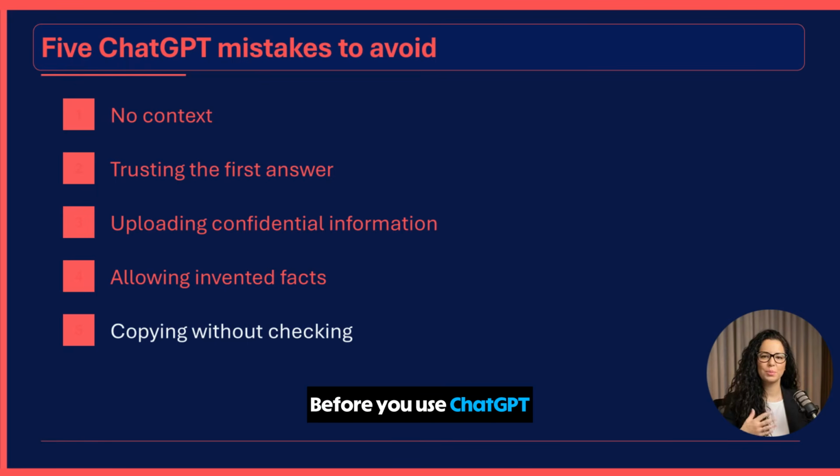Before you use ChatGPT at work, avoid these 5 mistakes. Mistake 1, giving no context. Mistake 2, trusting the first answer without checking it. Mistake 3, uploading confidential information. Mistake 4, allowing AI to invent facts. Mistake 5, copying the answer without applying human judgment. These mistakes are common, but they are easy to avoid once you know what to look for.